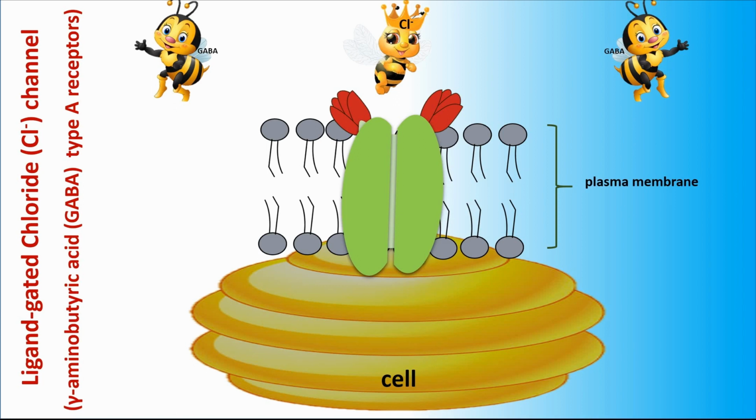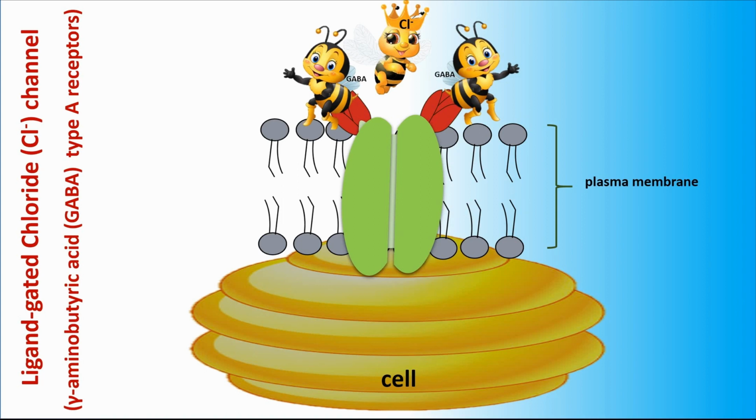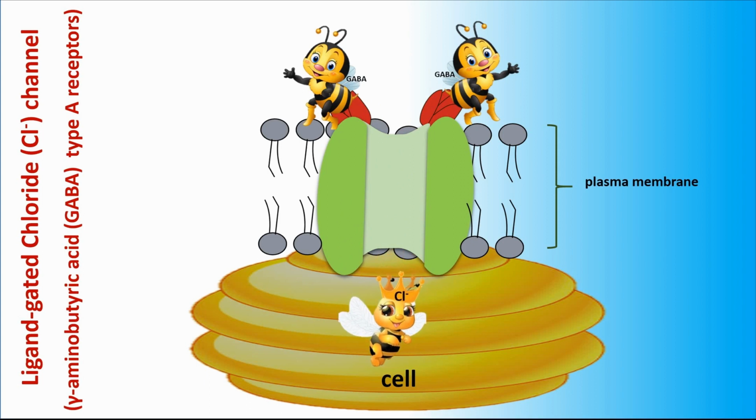One example of LGICs is ligand-gated chloride channel, or gamma-aminobutyric acid, GABA type A receptors. At first, GABA, the ligand, binds to the receptors. Then, a conformational change occurs in the ligand-gated chloride channel and it opens. Finally, chloride ions pass through the cell membrane.